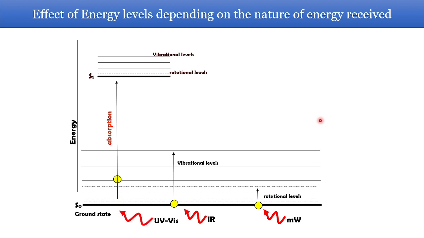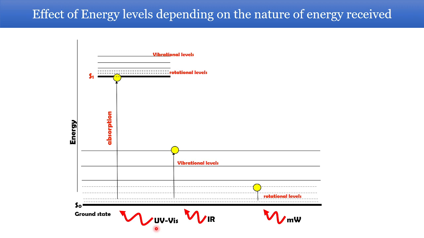If there is an absorption by UV visible spectroscopy, it moves from the S0 or the ground state to the rotational level, and when there is IR spectroscopy, it moves from the ground state to the vibrational levels, and when there is a microwave, it moves to the rotational levels of that particular energy. This is the ground state and this is the excited state.